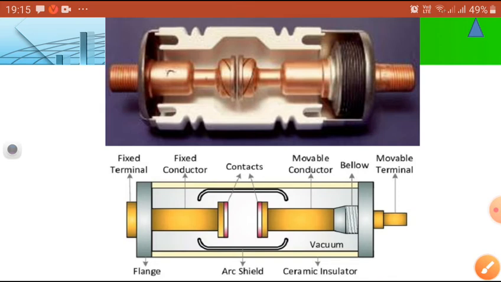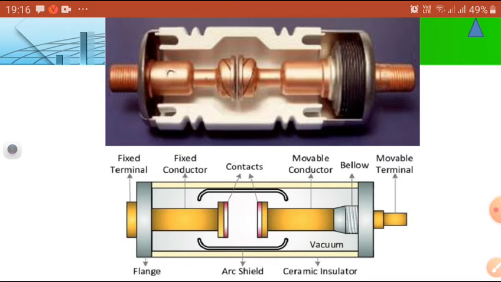These are some parts of this construction. Simple parts: a fixed contact and moving contacts. The mobile conductor has the help of a bellow and a supporting bellow. Everything is in end shields, and the body is made of glass or ceramic material, with an insulating envelope.